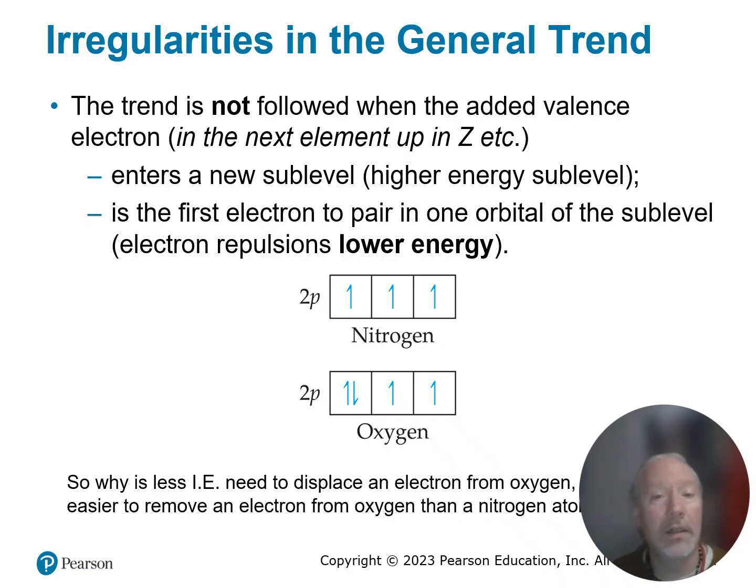So we think about irregularities in the general trend. It happens for nitrogen and oxygen. And how do we understand this? I'm not saying this will be on the test. I will let you know through the study guide.